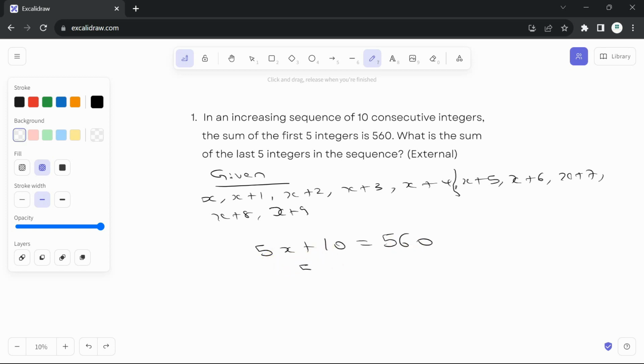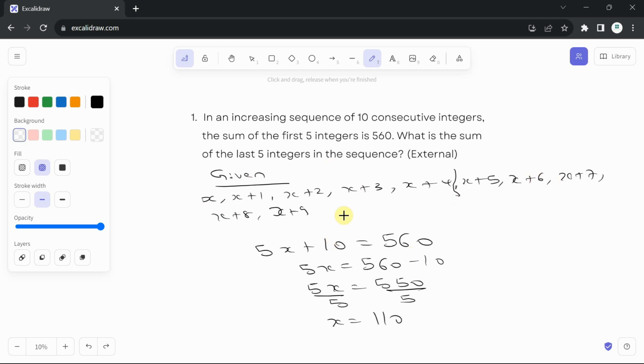So we can say 5x is equal to 560 minus 10. So 5x will be equal to 550, right? And if I divide both sides by 5, our x is equal to 110. We know this now. Now that we know this first term, we can find the sum of the other 5.